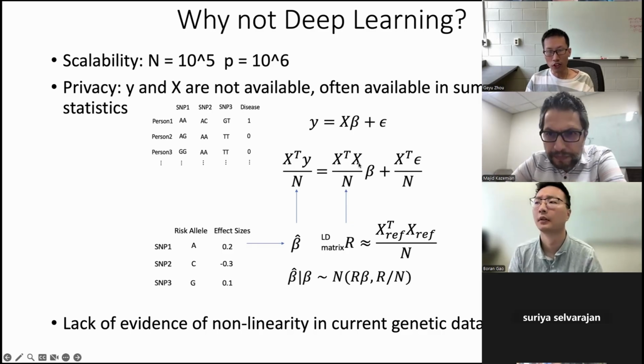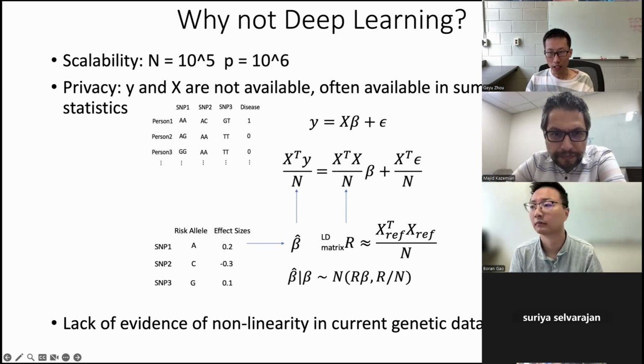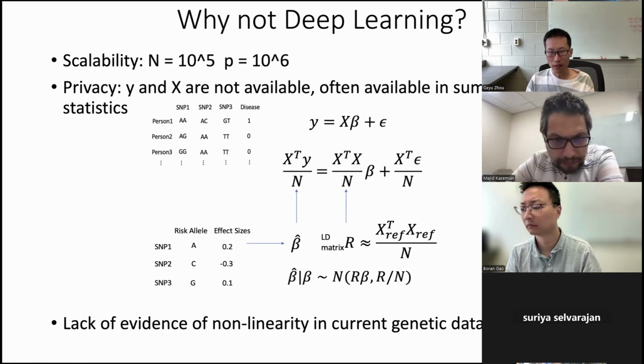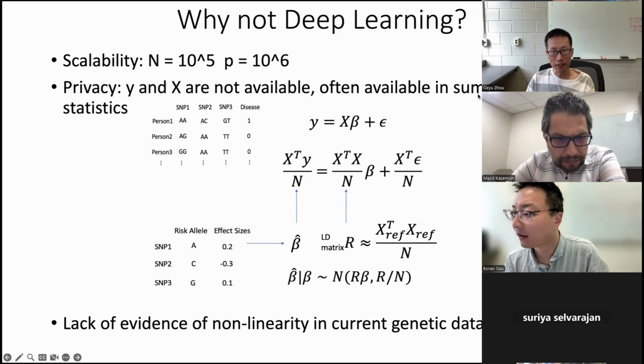And in homogeneous populations, the correlations among SNPs are fairly stable. So we don't need the X from the original study to obtain this estimate. Instead, we can use public reference panels such as 1,000 Genomes to obtain an estimator of the R. So this is an issue of privacy and the summary statistics.